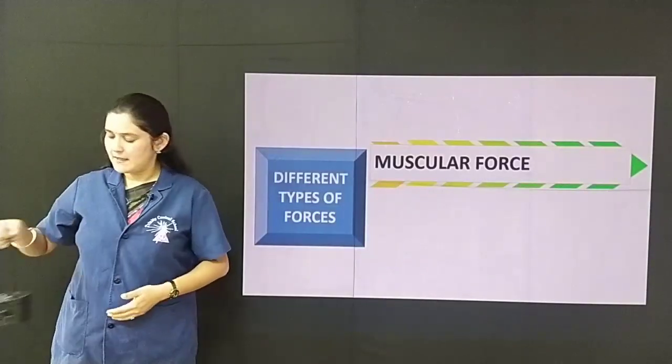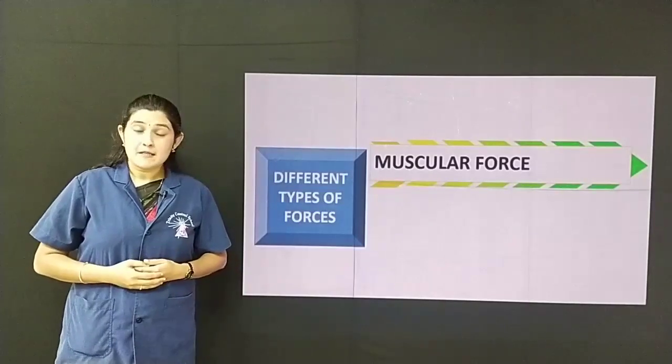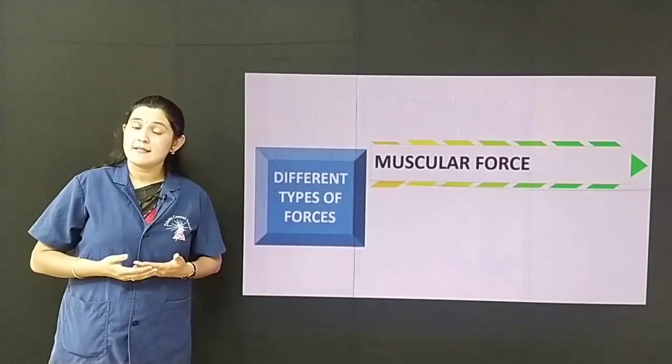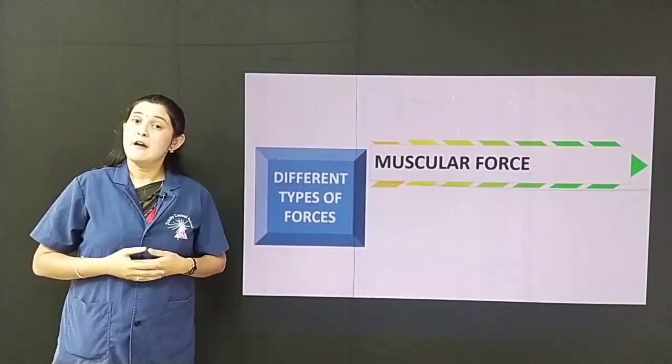So you can say that muscular force is applied to carry this weight. What do you mean by muscular force? Muscular force is a force where the muscles of the body, or muscles of the hands or legs or different parts of the body, are used to apply force.